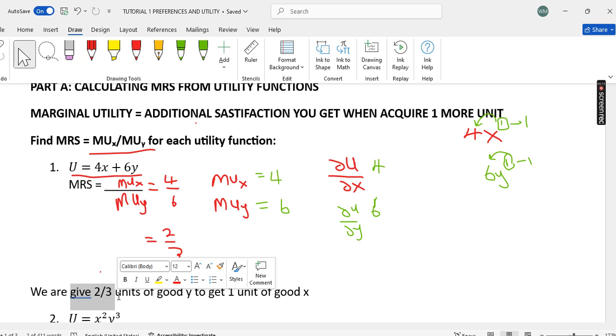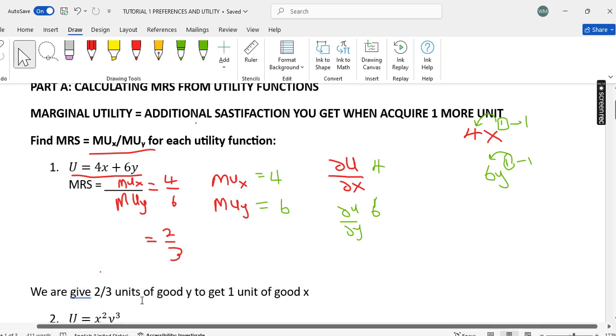Okay, but here we just calculated the trade-off rate. We're just saying you're giving up 2 over 3 units of good y to get 1 unit of good x. Any questions?